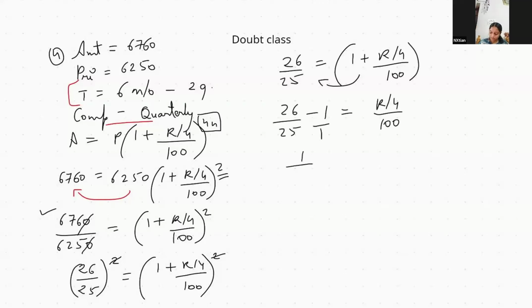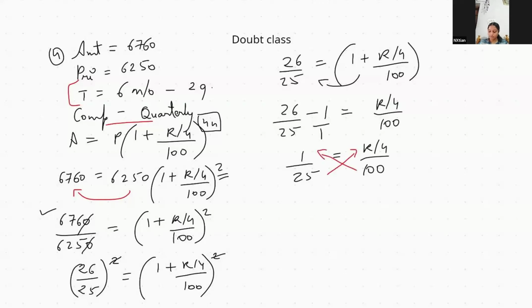Ma'am, 1 by 25, 1 by 25. R by 4 by 100. Okay, now what we can do, we can cross multiply. Maybe 25 into 100. No, sorry, 4 into 100. R into 4 into 100.